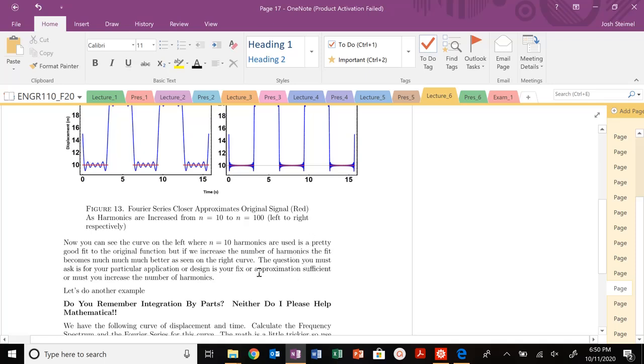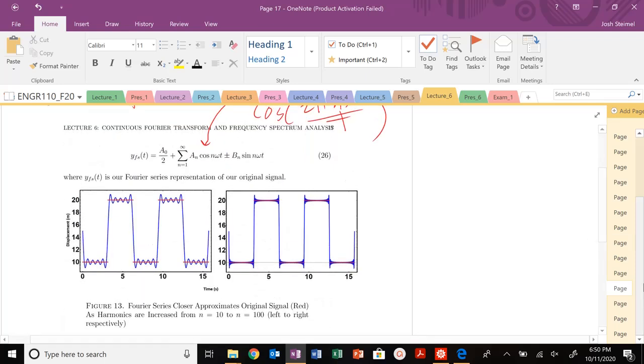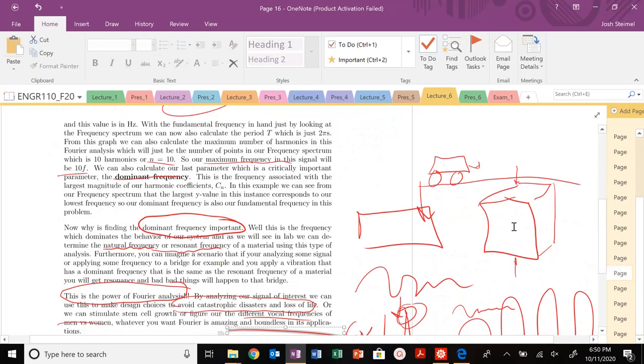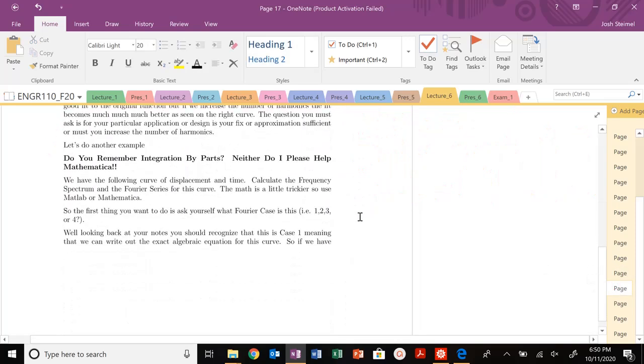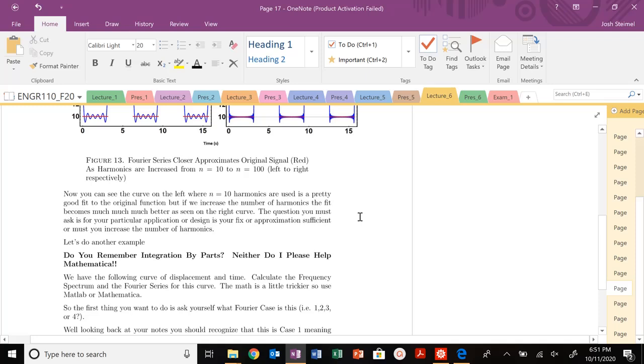Question is, for your particular application, what's the resolution that you need? That's the key question with this Fourier series. So it's not only just your frequency spectrum, it's obtaining this Fourier series as well. So is that important for your application or not? That's the question that you want to answer. So on the left, n equals 10 harmonics, pretty good fit. Increase, much, much better fit. So for certain applications, especially electrical, if you're trying to approximate that signal, you're going to need many harmonics.